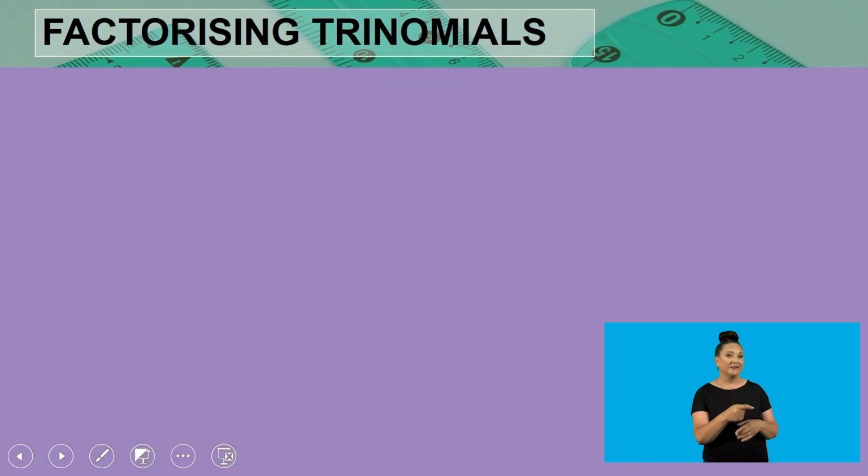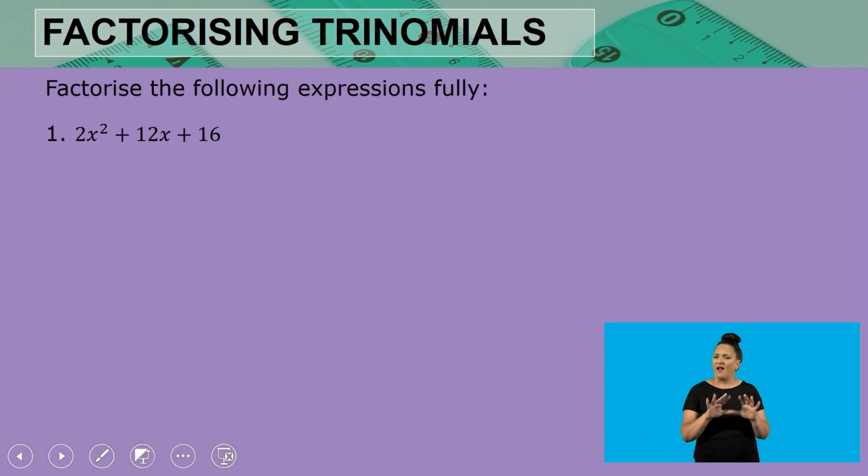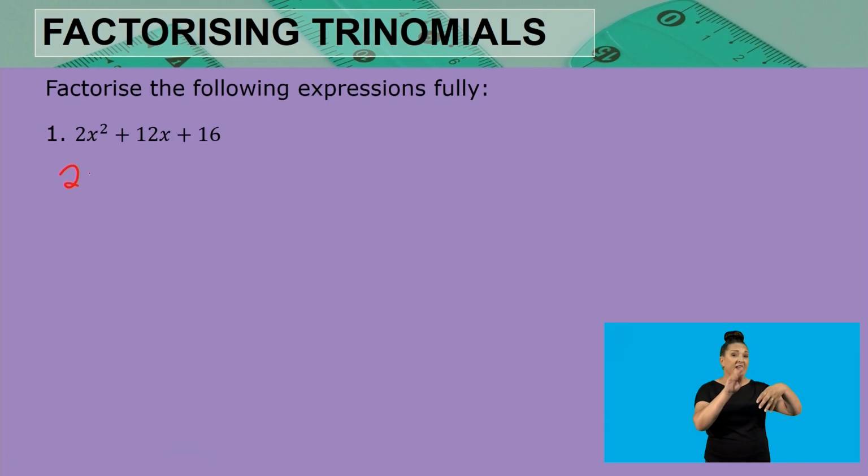So how would we factorize these ones? Let's look at this first example. Remember, we said the common factor is the 2. So we are going to take out a common factor of 2, and each term is going to be divided by that common factor. We are then left with x squared plus 6x plus 8. And when we look inside the bracket, that is a trinomial.